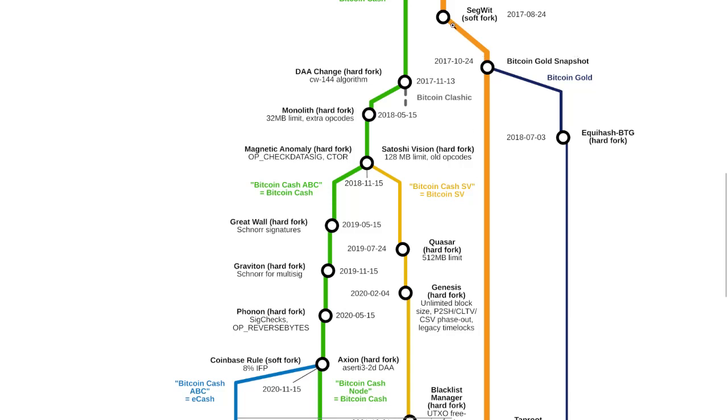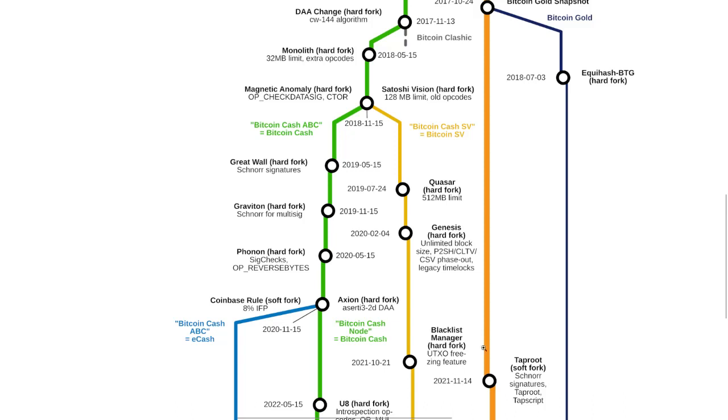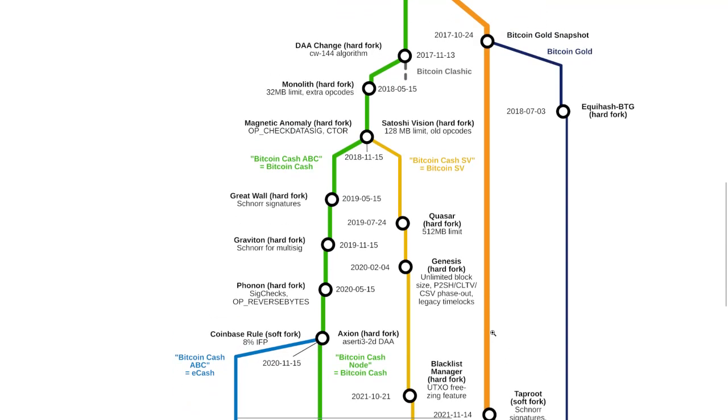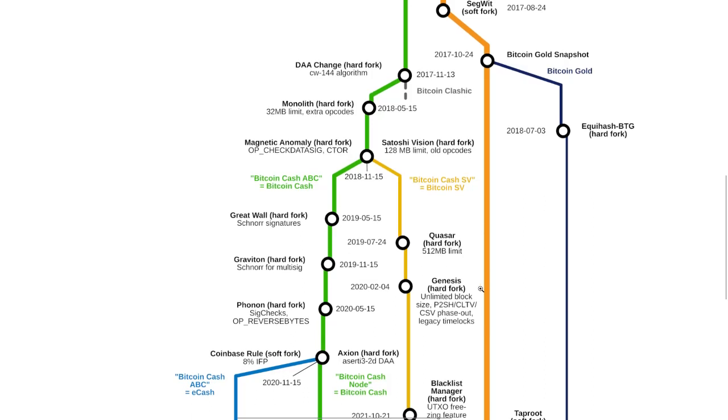All of the while, Bitcoin hasn't had an upgrade since 2017 on this timeline. So the next upgrade for Bitcoin is only in 2021. So that's 4 years of no network changes, no improvements. So let's take a look at Bitcoin Cash.